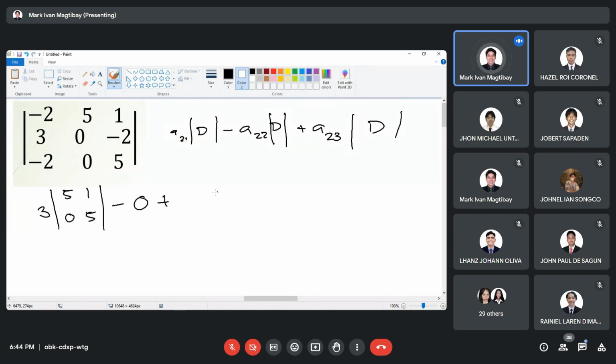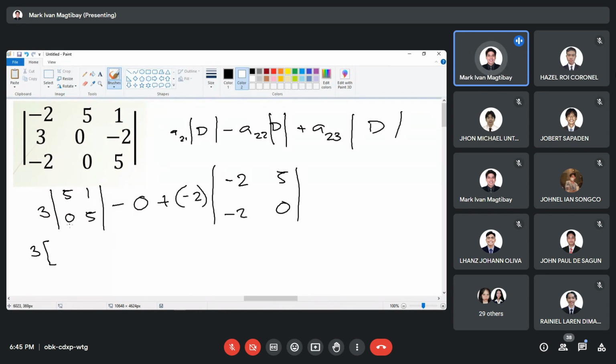Okay, and then next, yung A23, which is, ito po yung A23 natin. Negative 2. And then, the smaller matrix po natin, ito po yung napili natin. Burahin natin itong part na to. So, matitira sa atin negative 2, 5, negative 2, and 0 po natin. Okay? Negative 2, 5, negative 2, and 0. Okay? So, kunin po natin ang determinant of each and every smaller matrices natin.